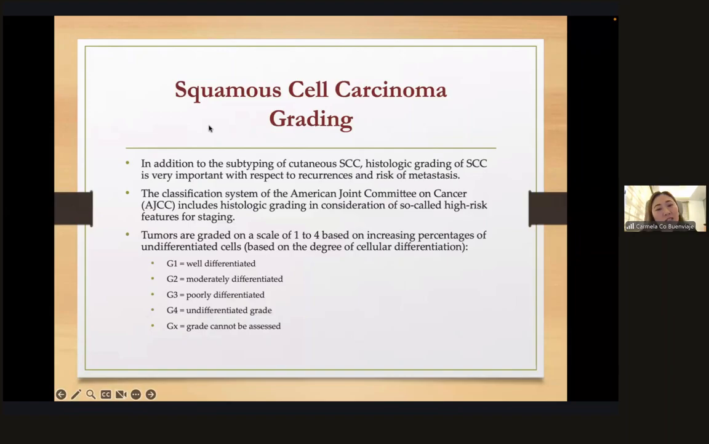So in addition to the subtyping of cutaneous SCC, histologic grading of SCC is very important with respect to recurrences and risk of metastasis. So there's a classification system that includes histologic grading in consideration of the so-called high-risk features for staging. So tumors are graded on a scale of 1 to 4 based on increasing percentages of undifferentiated cells.